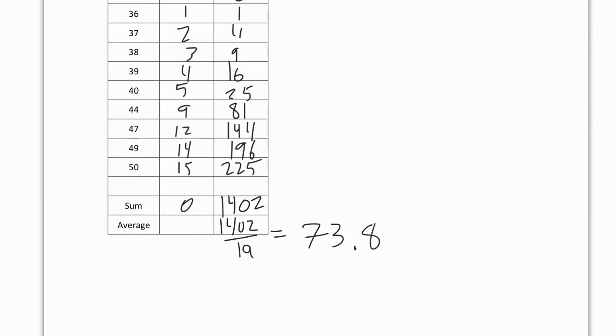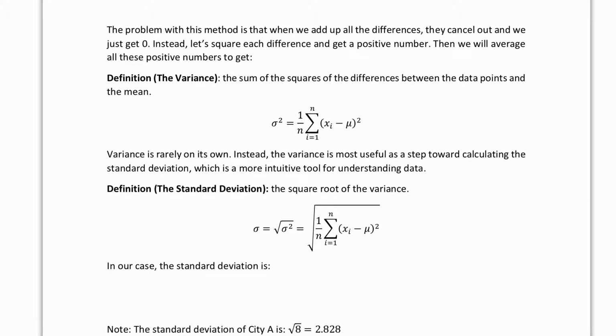73.8. So this now, again, is a pretty big number, so it's hard to exactly say what this number means, but at least we have something that's not 0. We're getting closer to some understanding, some number that represents the spread of the data. Now, this number that we looked at, this 73.8, actually has a fancy name in mathematics.